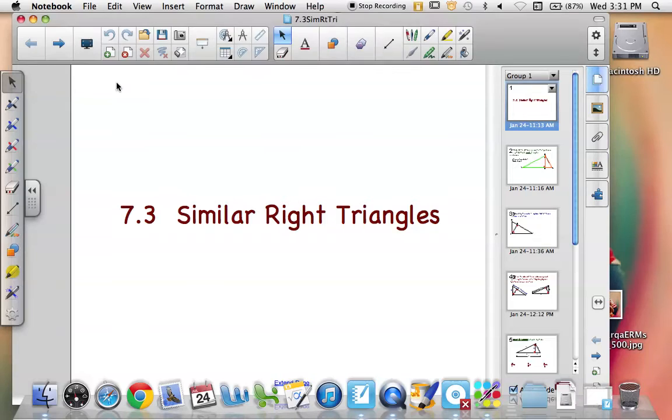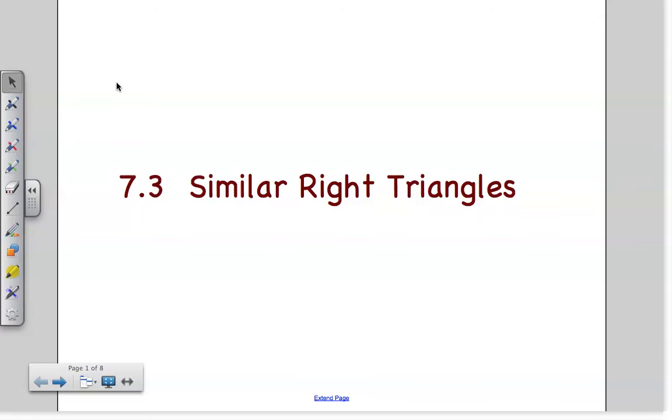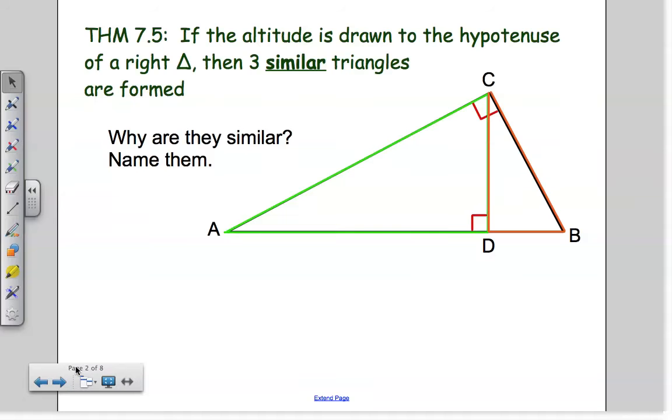In section 7.3, we're going to look at similar right triangles that are formed when you draw the altitude in a right triangle from the right angle. And here's a picture of that. If the altitude is drawn to the hypotenuse of a right triangle, so this original right triangle, if I draw an altitude from this vertex at the right angle down to the hypotenuse, three similar triangles are actually formed.